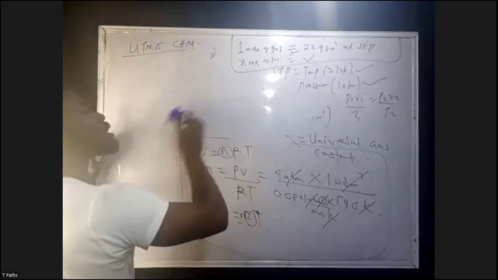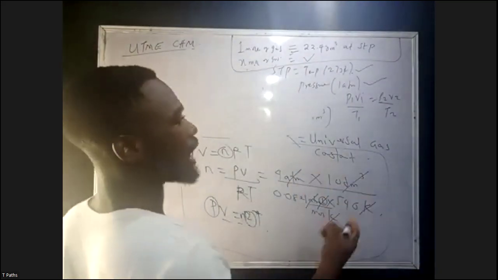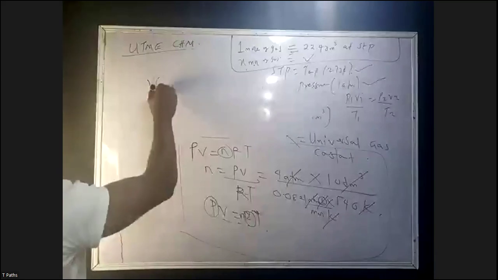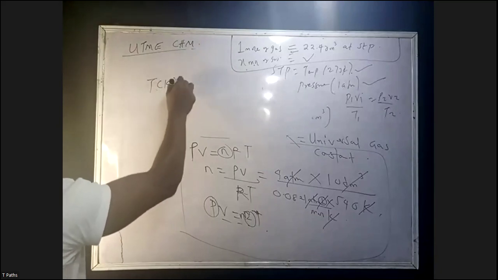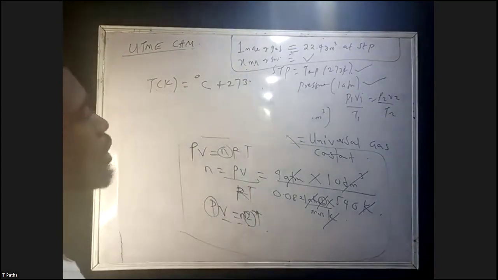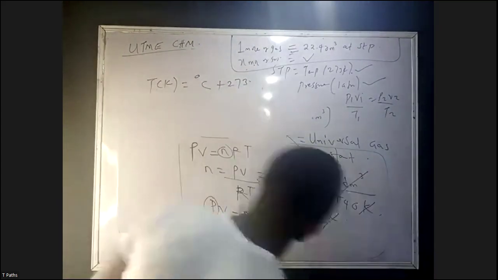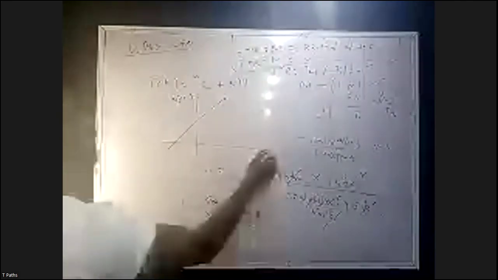It is directly proportional to absolute temperature. So what is the difference between temperature and absolute temperature? Absolute temperature means the temperature of a gas when it is measured in Kelvin, which is the temperature in Celsius plus what? Plus 273. Okay. Now, Charles' law gave us a graph. This is a graph of volume, maybe in liters or whatsoever, against temperature in degrees Celsius.